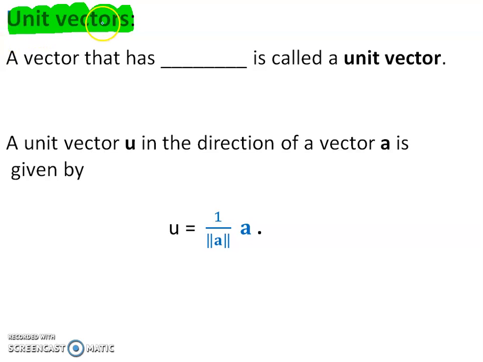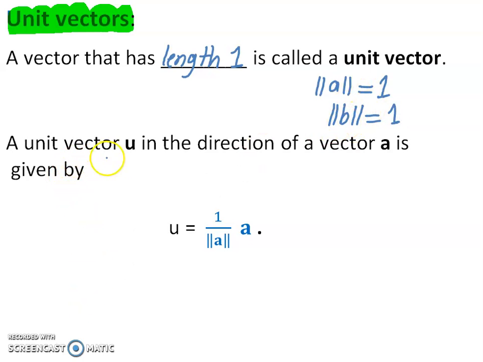We have now unit vectors. A vector that has length equal to 1 is called a unit vector. So if the length of your vector is 1, this is called a unit vector, whether it is vector A or B, whatever. A unit vector U in the direction of a vector A is given by the following. If we want to find a vector in the same direction as vector A, but with length 1, this is how to find it.